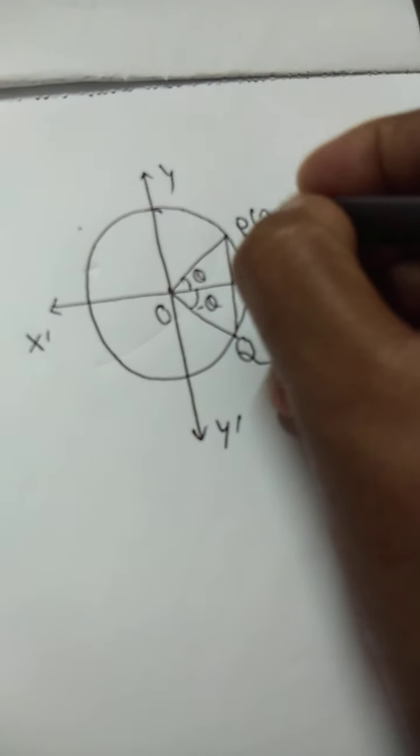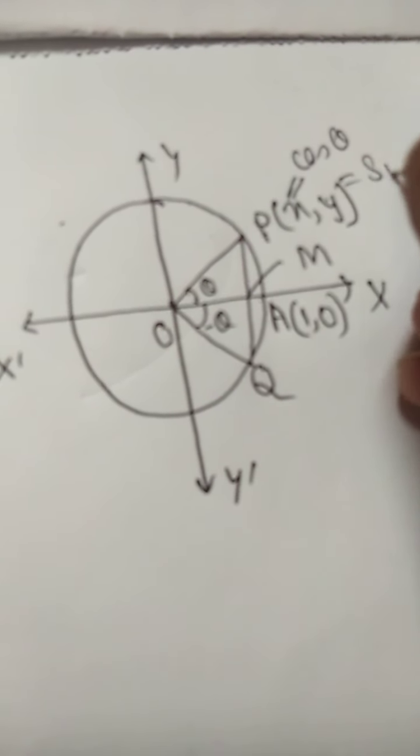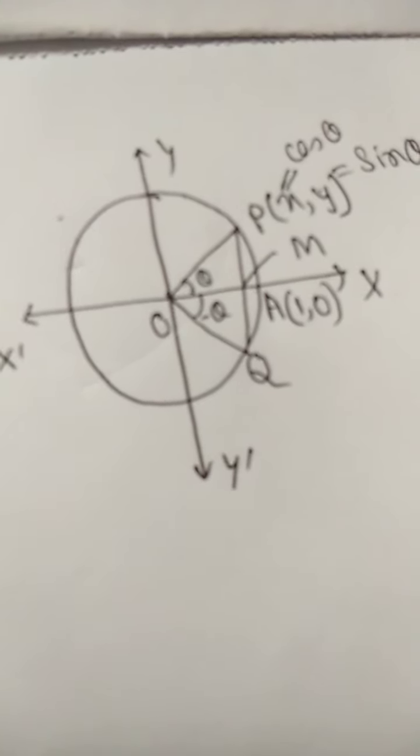Since P is a point on the Cartesian plane, let the coordinates of the point P be x, y. Now you see here, since this is a unit circle, and the arc AP makes an angle theta with the positive direction of x-axis, if x, y is the coordinate of P, we have seen earlier that x is nothing but cos theta and y is nothing but sine theta, right?